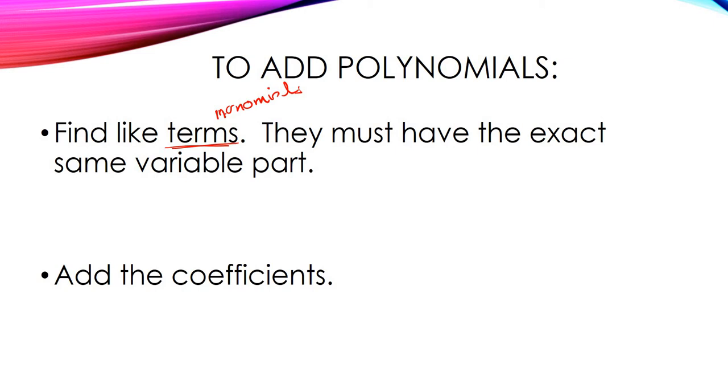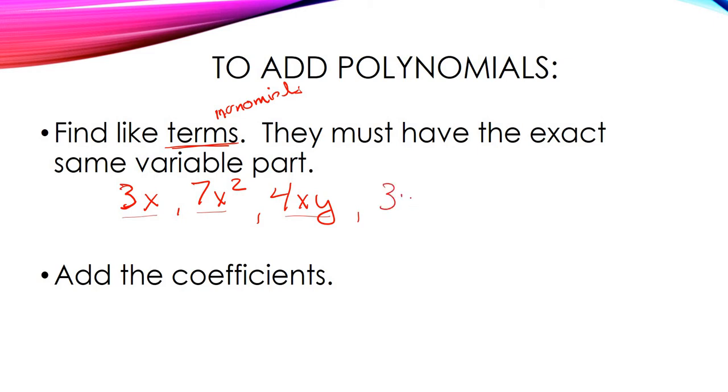They have to have the exact same variable part. So 3x, which is a term, and 7x squared are not like terms. Not only do they have to have the same variable, but they have to have the same power. Also, 4xy would not be a like term. Even though they all have x's, the first term is just a single x, the second term is an x squared, and the third is an xy.